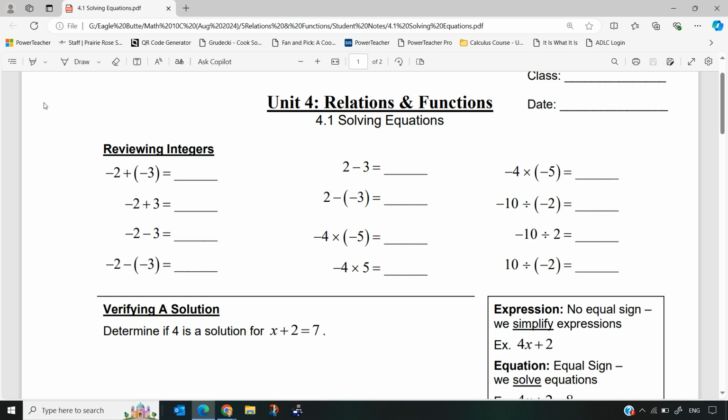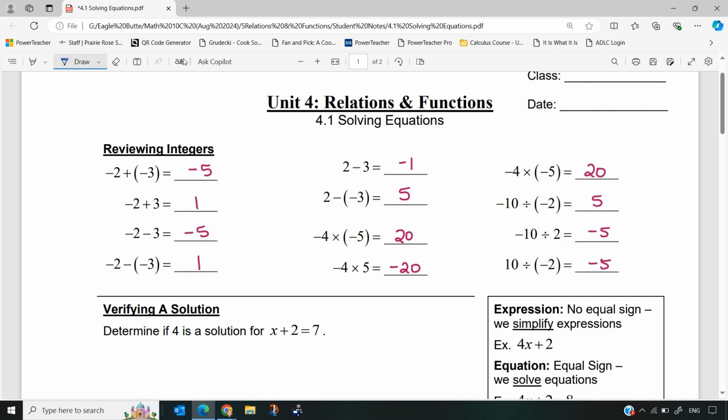algebra. So right away, we're going to look at some integer rules. What I'd like you to do is pause the video, try some of these on your own, and then we'll talk about them. And welcome back. So I'd like you to take a quick moment to check your answers, see if you've made any mistakes, and then we're going to talk about them.